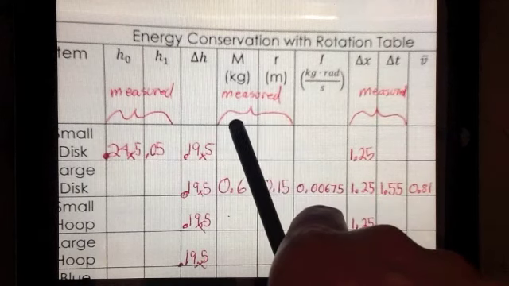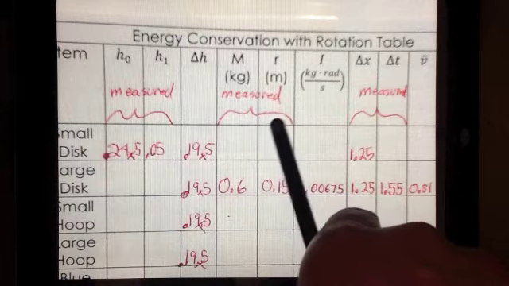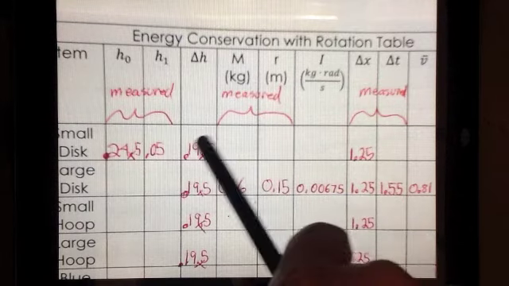I don't need to explain how to put the object on the scale for the mass, and for your radius, you just take a ruler and measure that. You'll need to measure that also.